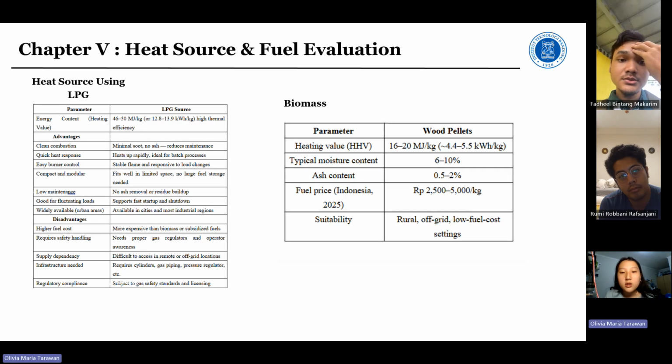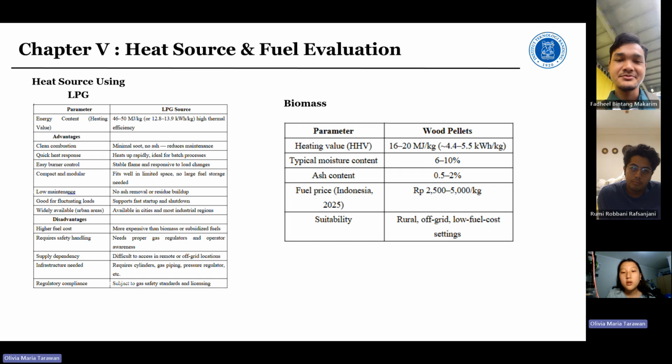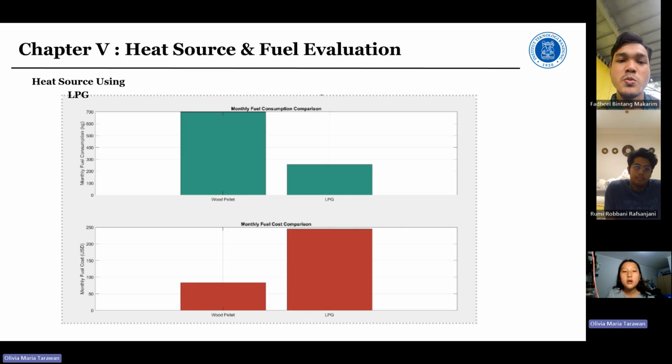Okay. For the heat source and fuel evaluation, we can see that there are two choices for the fuel. The first one is using biomass, and the second one is using LPG. We have already mentioned all the pros and cons of each side, and it can be seen in the table here. Okay, we also use MATLAB to demonstrate the heat source and fuel evaluation of our system.